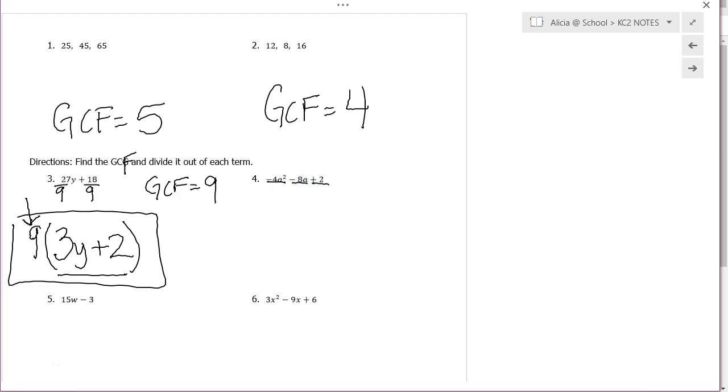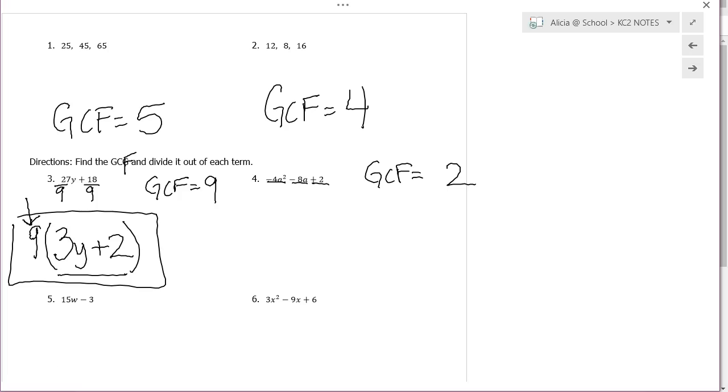Now 2 is the smallest number, and the only things that divide 2 are 2 and 1, right? And 2 does divide 4 and 8. So 2 is actually the biggest number that we can take out. And anytime you see that first term as a negative, right, this is a negative 4, try to work with a squared, or the first term that's being squared, as a positive number.